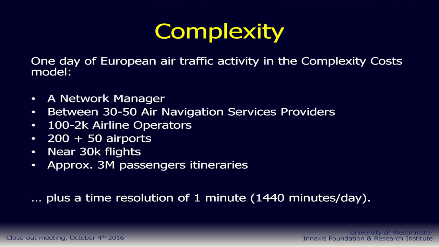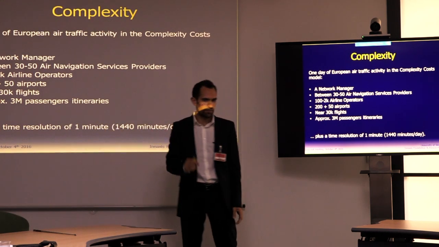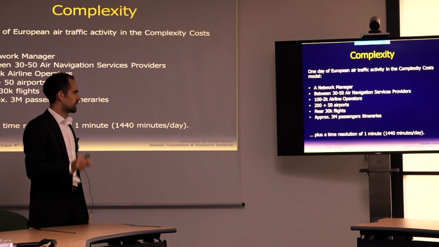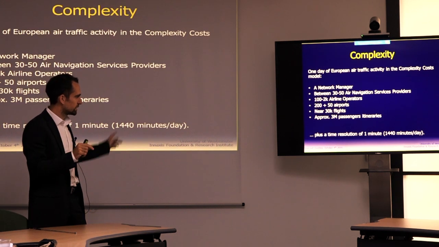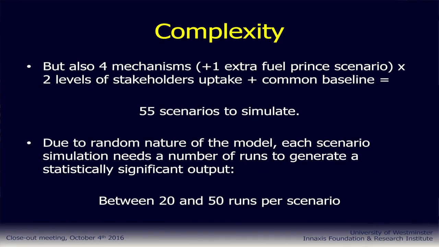This is a short list. I think Luis also presented something similar. We have one network manager, Europe, and then we have between 30 and 50 airline aggregators. We have 1,000 airlines, whatever, and 100 airports, and around 30K flights and 3 million passengers a day. The elements of the system are basically limited by the 3 million passengers, so you have to model each single passenger or itinerary inside the model. So the model accounts for individual passengers and itineraries. And also we want to do it with a time resolution of 1 minute at least. So no less. That gives you a lot of elements in the system.